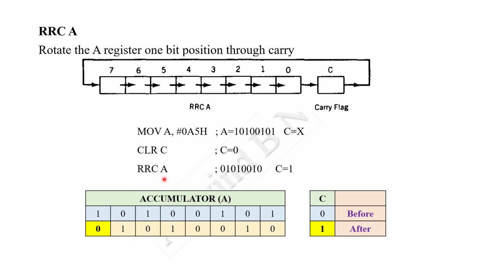Further, RRC A is being done. After executing this instruction, this will be the content of the accumulator and the LSB bit has moved to the carry. The value of the carry bit has moved to the MSB position of the accumulator. So after shifting right through the carry, we are going to have this value in the accumulator, and carry will be equal to 1. And this is the demonstration of the complete process for your understanding.